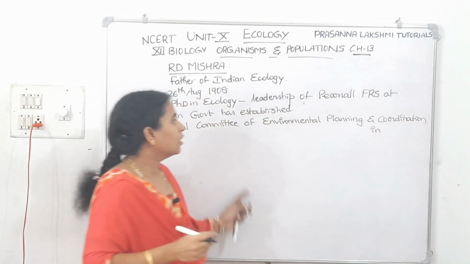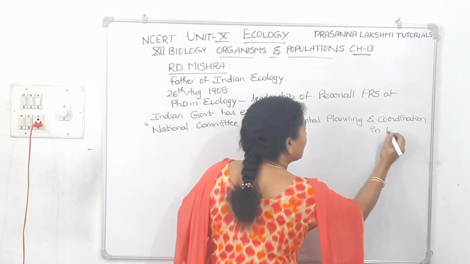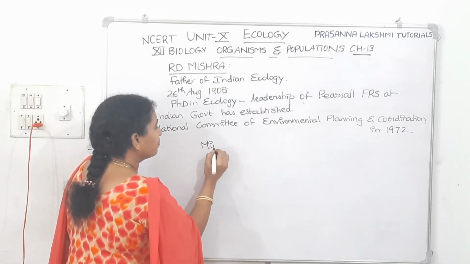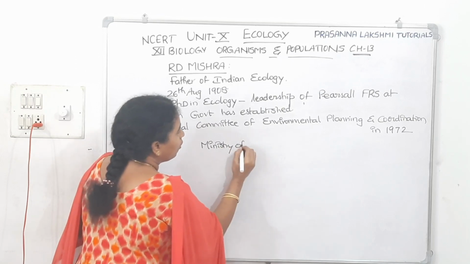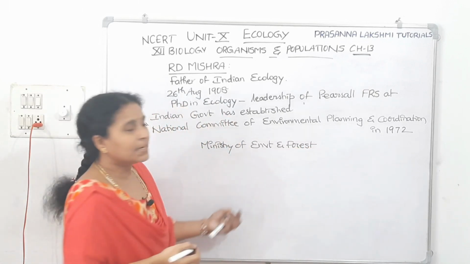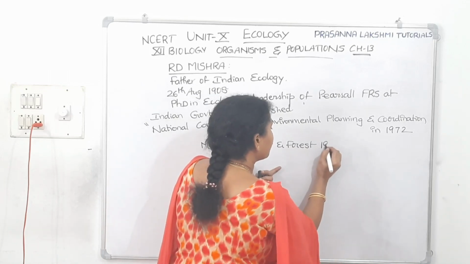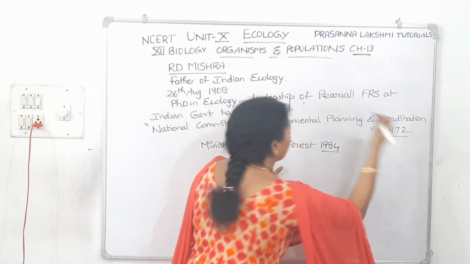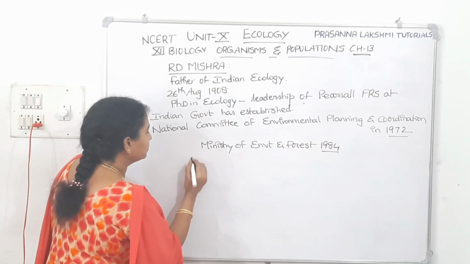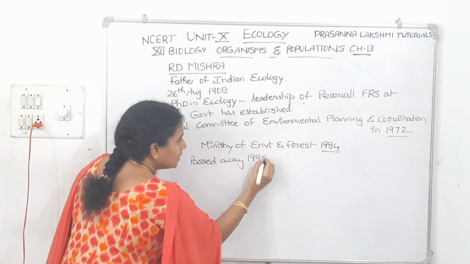In which year has the Indian government started the National Committee of Environmental Planning and Coordination? In the year 1972. Which only became now the Ministry of Environment and Forest. Now in recent days we call it Ministry of Environment and Forest, which was established. It got converted into Ministry of Environment and Forest in the year 1984, and he passed away in the year 1998.